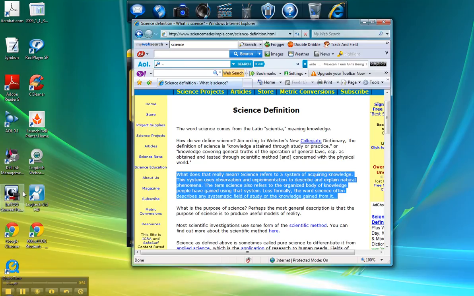by a system of acquiring knowledge. How do we know what knowledge to acquire? Well, we ask questions. And with this system, we also observe things. Observe meaning what we see. And we also have to test, or experiment, to describe and explain natural phenomena. Science also refers to an organized body of knowledge. Like all those preceding things, those are routines, but they're organized routines.